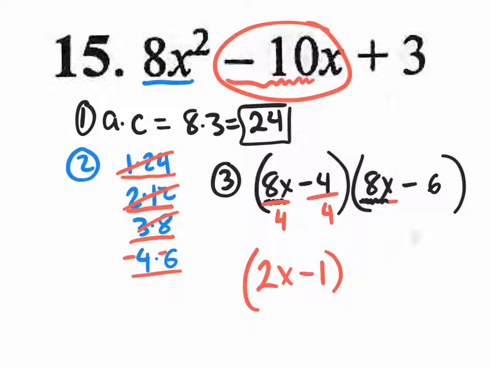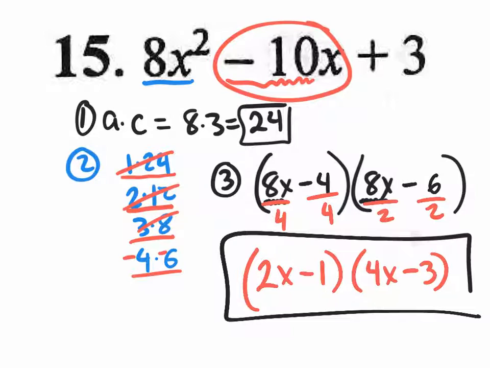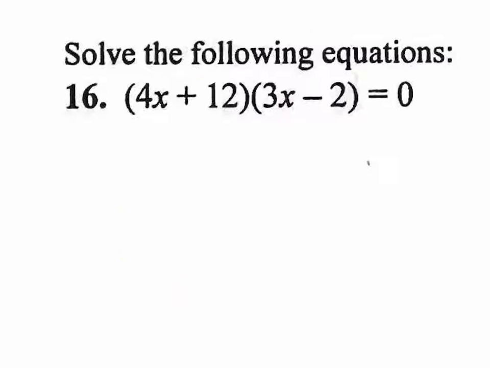The second one, we're going to divide both of those by 2, and we will get 4x minus 3. And that is your final factored form answer for 15.